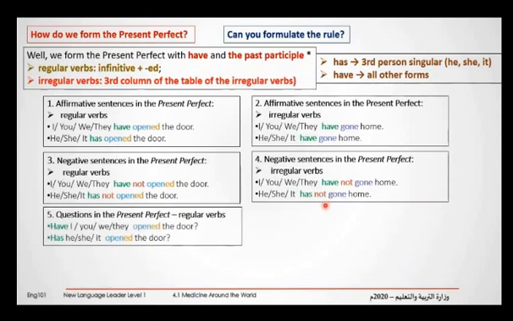What about the questions? In questions with the present perfect regular verbs, the question is like this. Have I, or you, or we, or they opened the door? Or has he, she, or it opened the door?